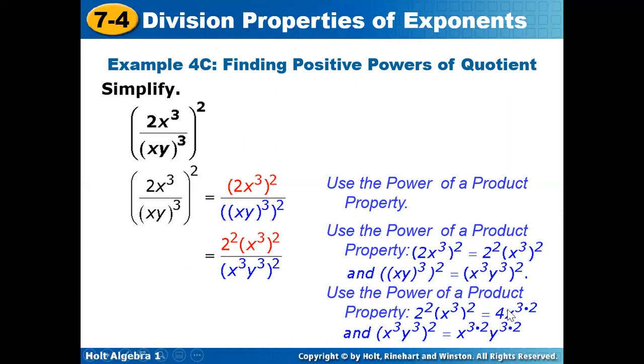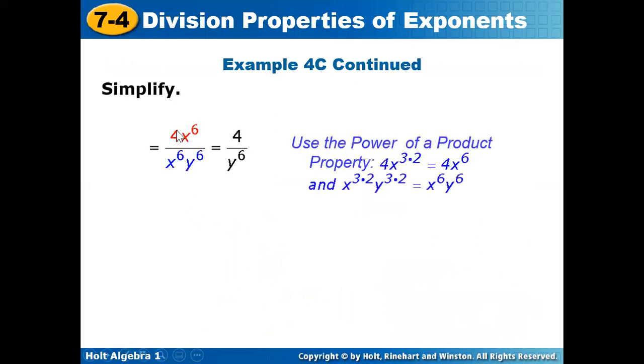So go ahead and simplify 2 squared to 4, and then x, power of a power property. X cubed to the second power is the same as x to the 3 times 2 power. And then down here, same thing. Power of a power. X cubed to the second power is x to the 3 times 2 power. Y cubed to the second power is y to the 3 times 2 power. Right? And then continue. We get 4x to the 6th over x to the 6th, y to the 6th.